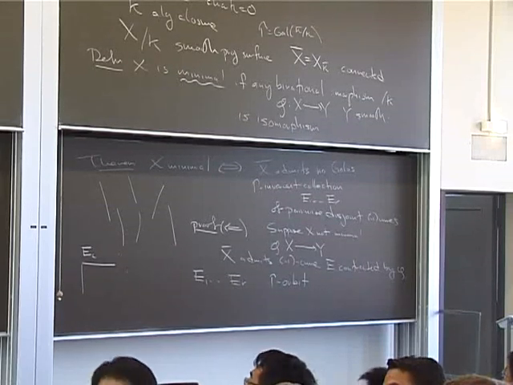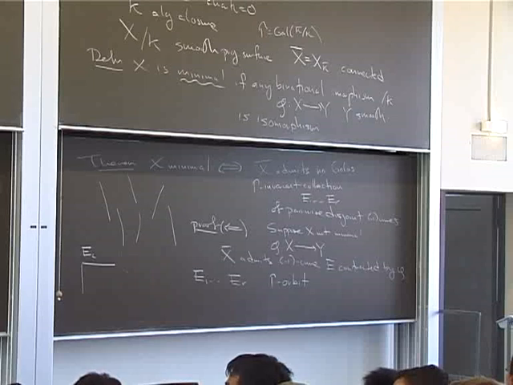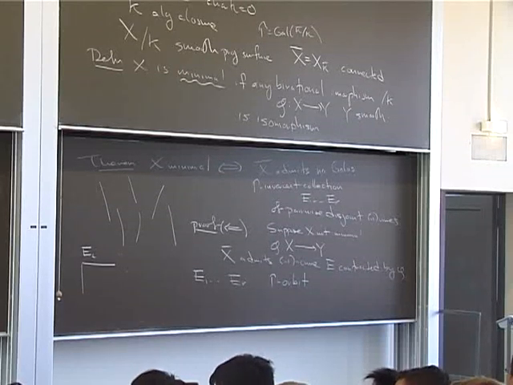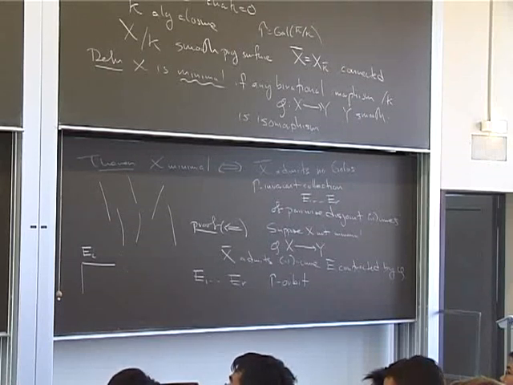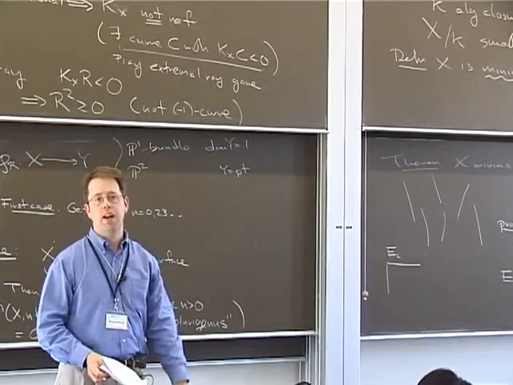Why is the orbit finite? Well, because the -1 curves are defined over some finite extension. If they were defined over some transcendental extension, they'd be deforming in families. Because of the rigidity of the -1 curves, there's only going to be a finite number of them, which means that they're defined over some finite extension.